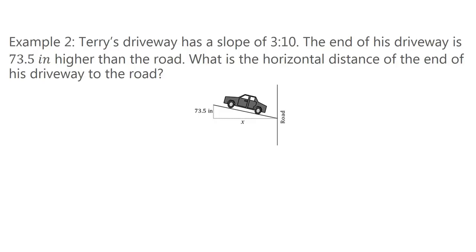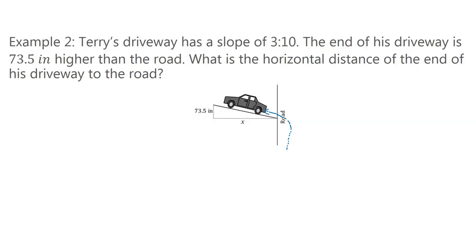Example 2. Terry's driveway has a slope of 3 to 10. The end of his driveway is 73.5 inches higher than the road. What is the horizontal distance of the end of his driveway to the road? So when Terry drives along, he pulls into his driveway and he's parked on a slant here.